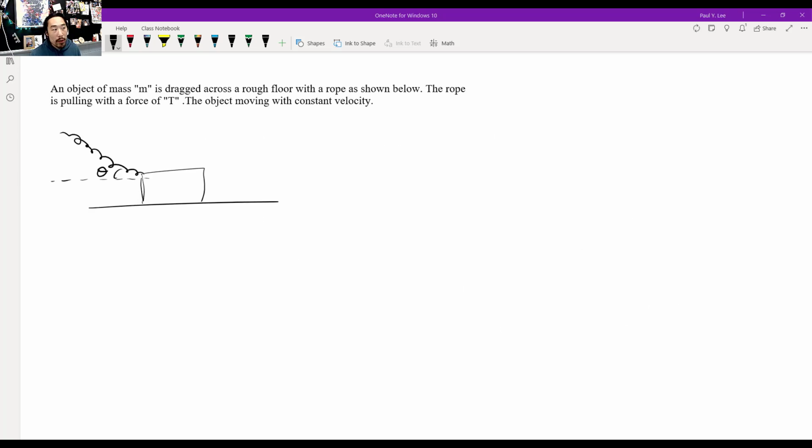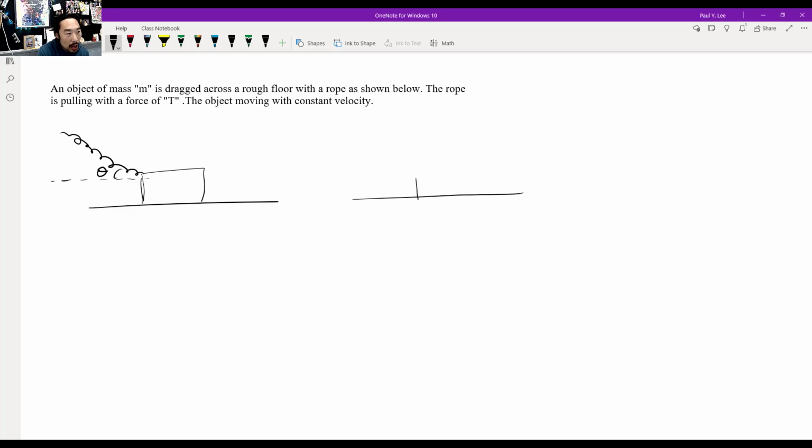Okay, so here we have a scenario. We have an object of mass m is dragged across a rough floor with a rope. As shown in the image, the rope is pulling with a force of T. The object is moving with a constant velocity. All right, so for this one, I didn't give you any numerical values because I want to show you how to set this up in variable form only. So this is the image.